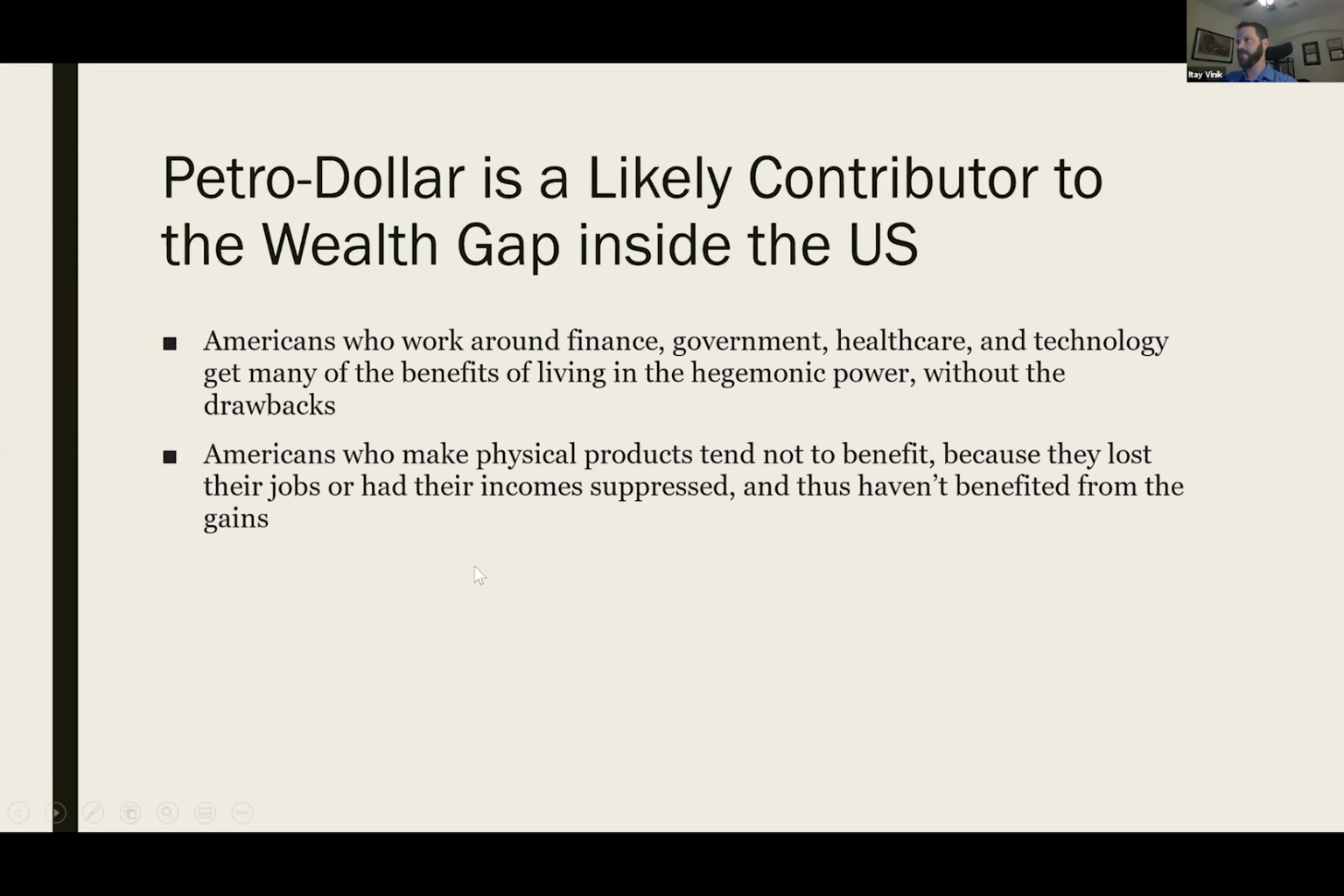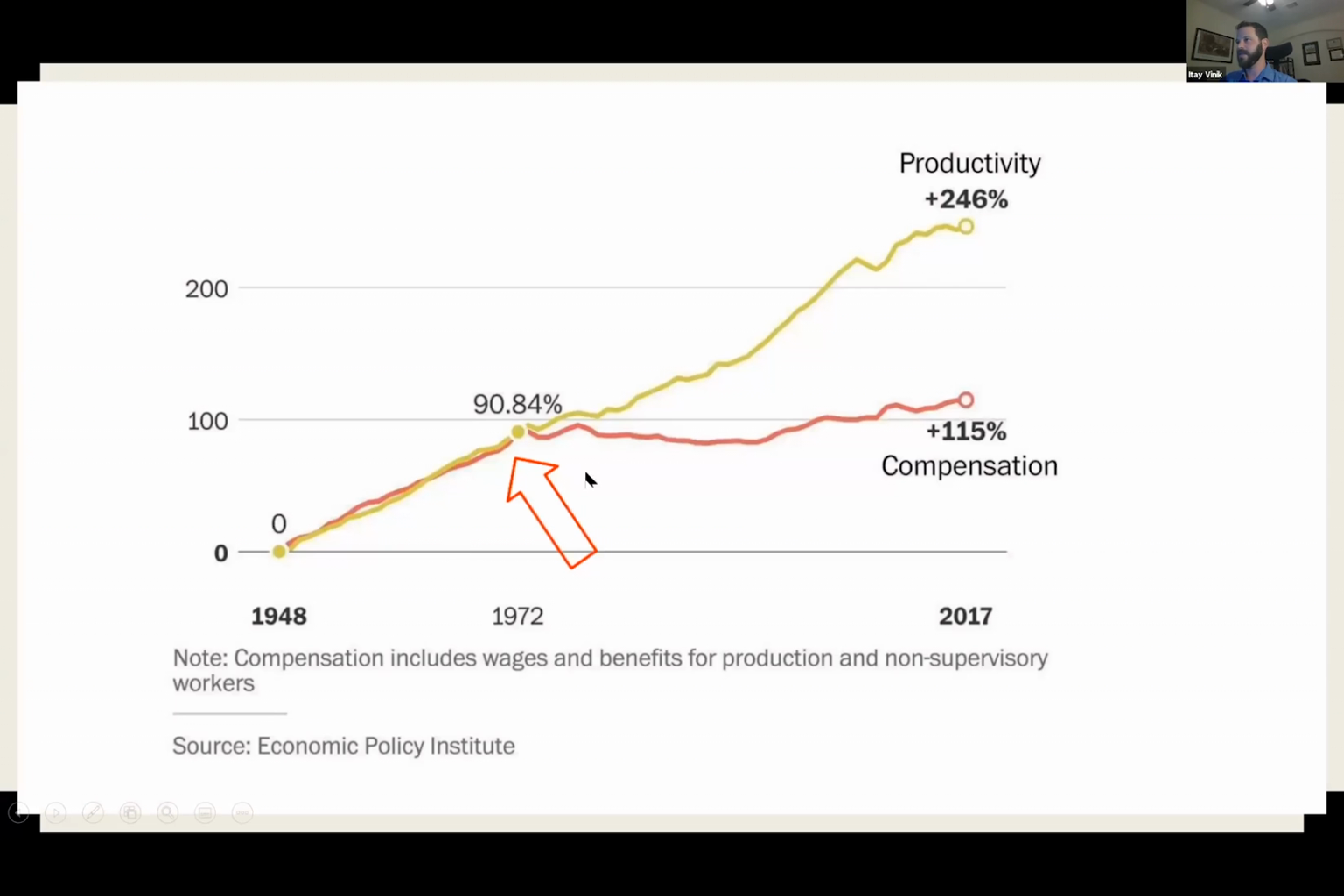And as a result, a lot of it gets outsourced, and the trade deficit basically hurts anybody that makes a physical product. So we can see that since the beginning of the petrodollar in the early 70s, productivity has increased quite a bit, but compensation adjusted for inflation has stayed more or less flat with very minimal gains.